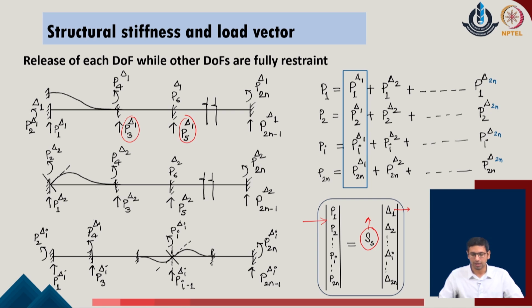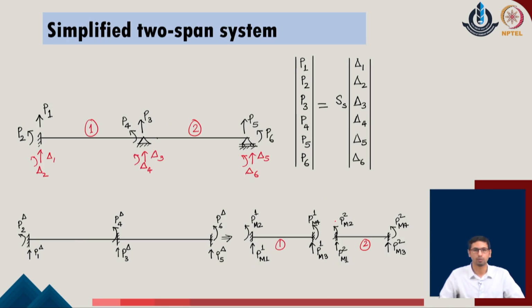Now, our question is, can we do a similar process for the evaluation of S_S using the member contributions? In this regard we take a simplified problem. We consider a 2 span member in which there are a total of 3 joints. We have located joint 1, joint 2 and joint 3, and corresponding to these 3 joints we will have 6 degrees of freedom, which have been identified as delta 1 to delta 6.